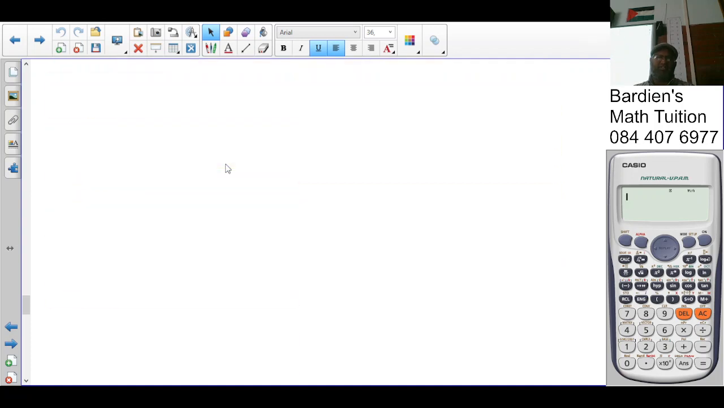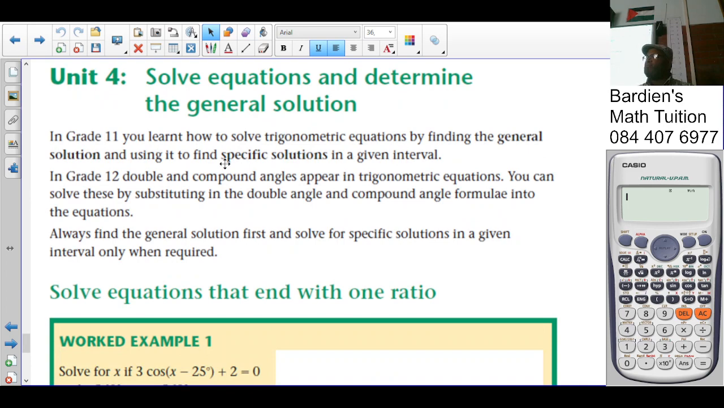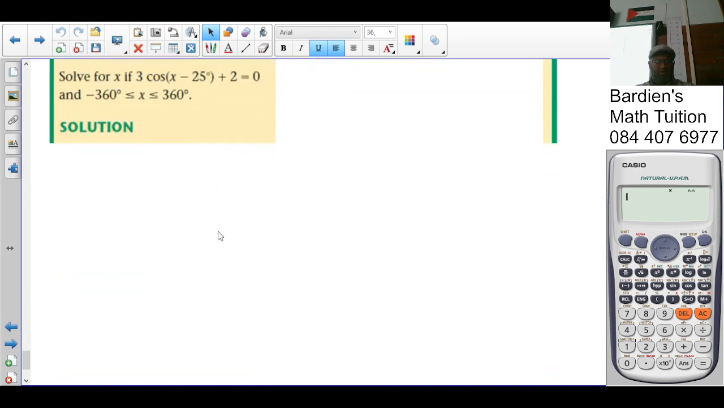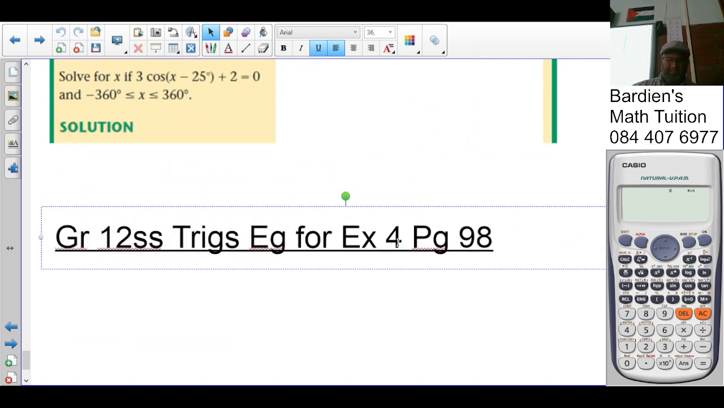This was homework for exercise 5. We are at general solution, unit 4 now. And this is for exercise 6, on page 104.